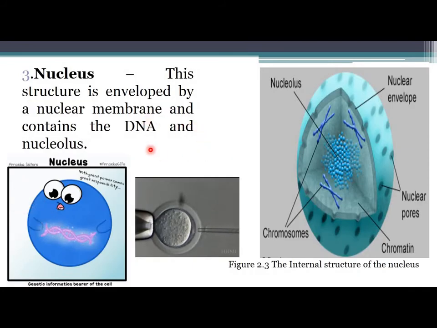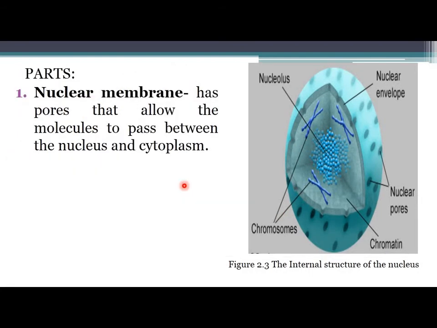Now, number 3 is nucleus. Nucleus, this structure is enveloped by a nuclear membrane and contains the DNA and nucleolus. So, ibig sabihin, sa nucleus dito natin matatagpuan yung DNA, yung mga chromosomes, mga genetic information na meron ng isang tao o isang organism. Now, merong different parts ang nucleus.